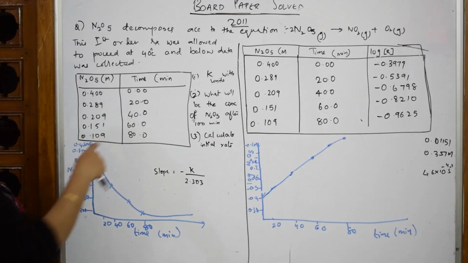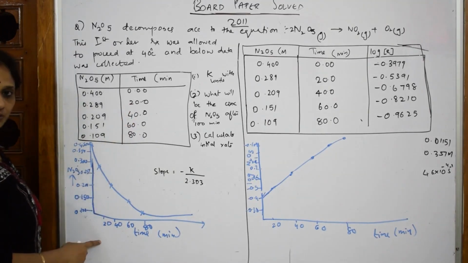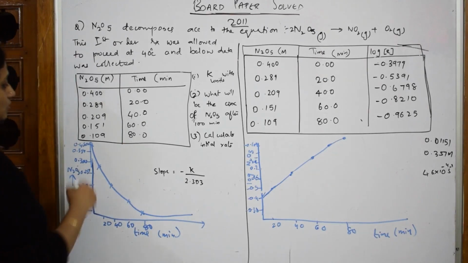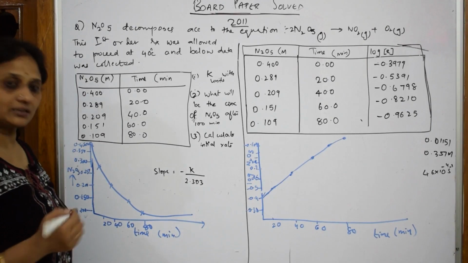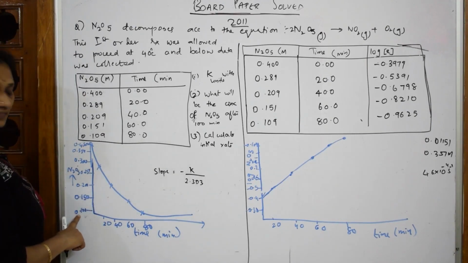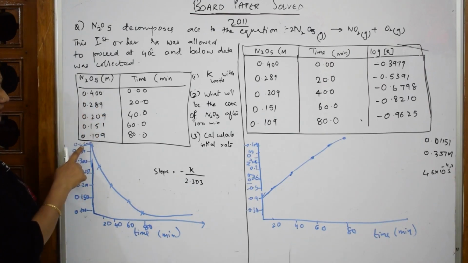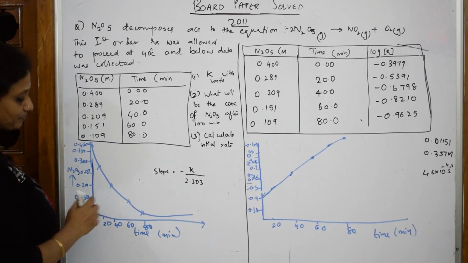Now let us see the minimum value here. The minimum value is 20. So start here from 20. The maximum is 80, so range it till 80. Now on the y-axis, the minimum value is 0.109, so I've started from 0.1. Then the maximum value was 0.4, so I ended at 0.450. So draw the x-axis and y-axis and start plotting.